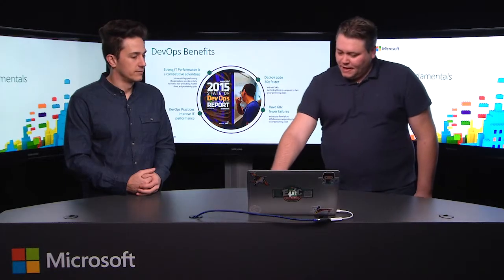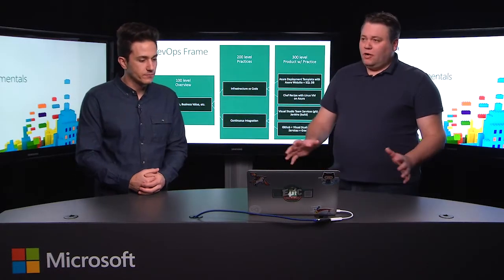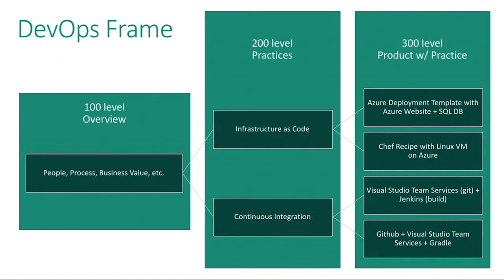Yeah. Cool. And with all that being said, we still want to help you wrap your head around DevOps, mainly because there's no specific definition of it, but also there's a lot of products that get associated with DevOps. How do you correlate the culture and process and people and the business values that we've been discussing so far with an actual product, like a Chef recipe with a Linux VM deployed to Azure?